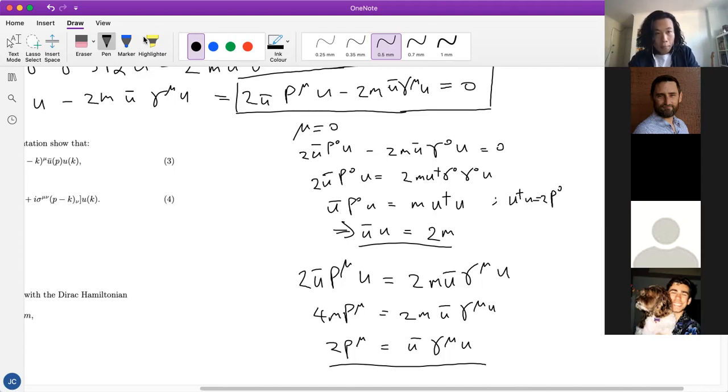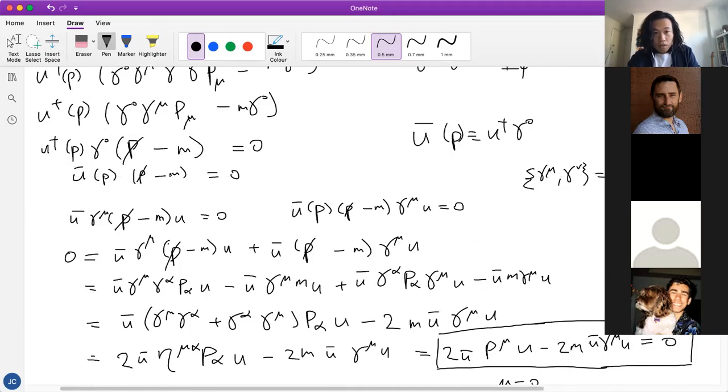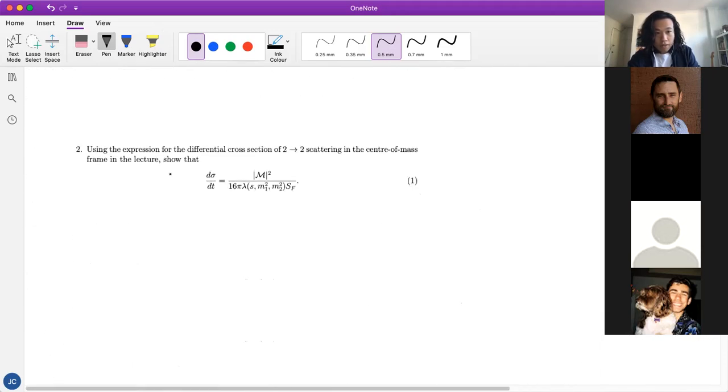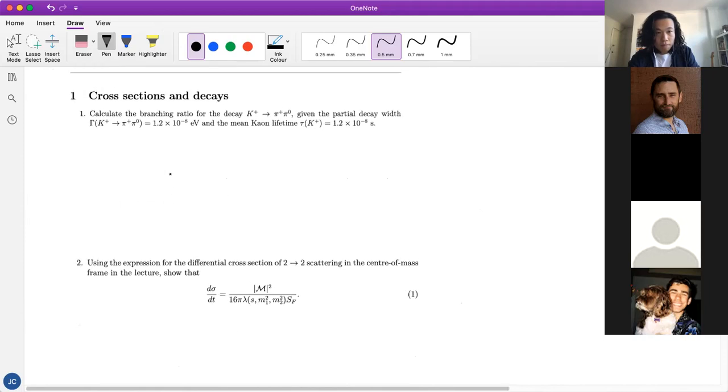All good? Okay. If not, then let's go change the pace a little bit and do one of these ones. Okay, question 1, cross sections and decays. Calculate the branching ratio for the decay kaon plus to pion plus and a neutral pion.